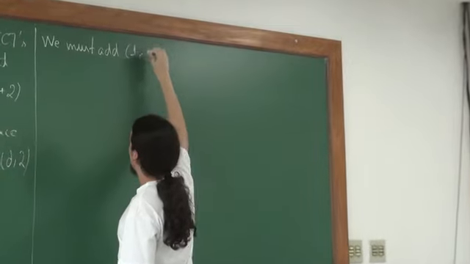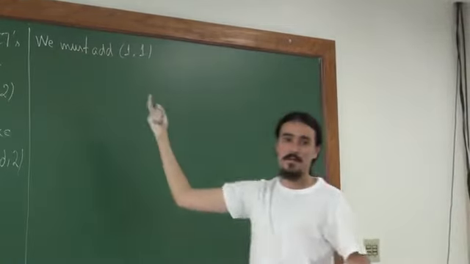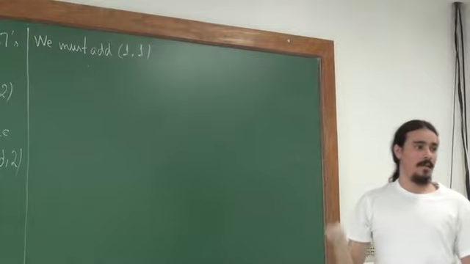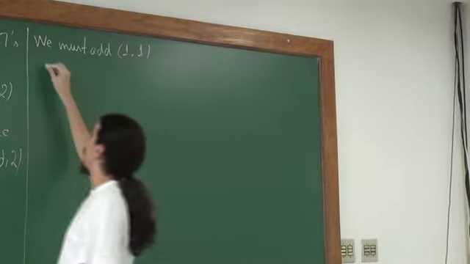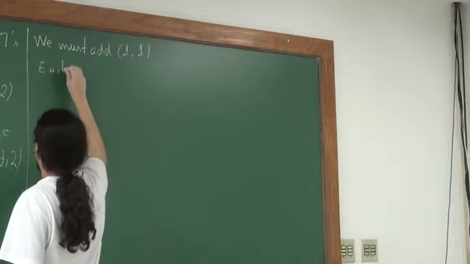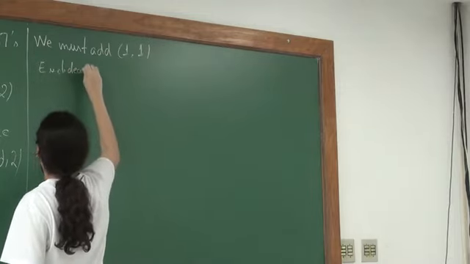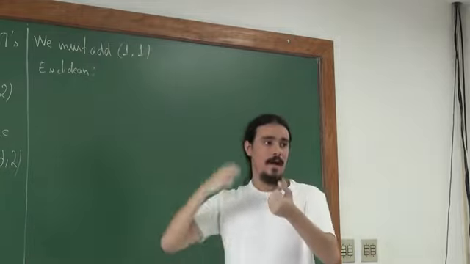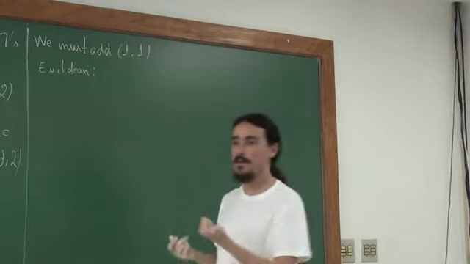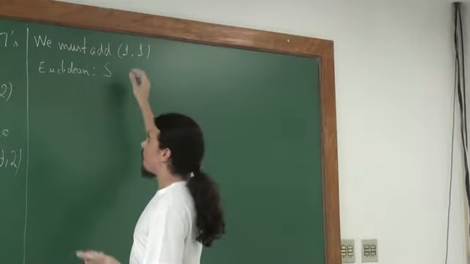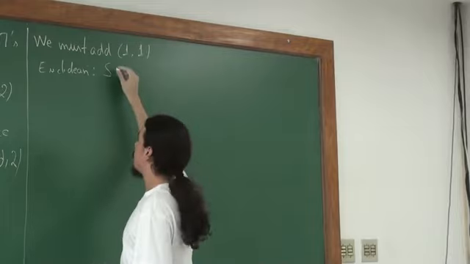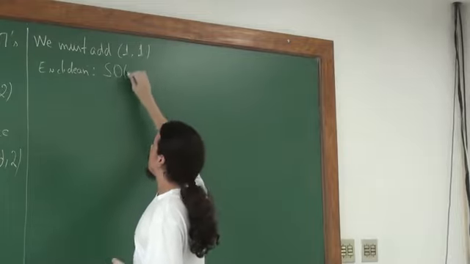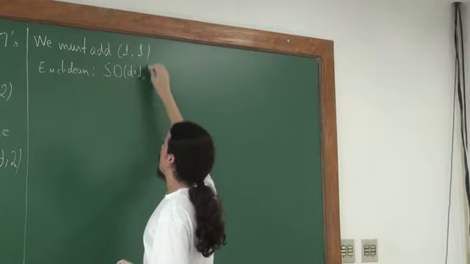Just write it like this. We must add one space direction and one time direction. So if we have the Euclidean case, we'd have SO(d), then we'll add one space direction and one time direction. So the conformal group in Euclidean dimensions is SO(d+1,1).